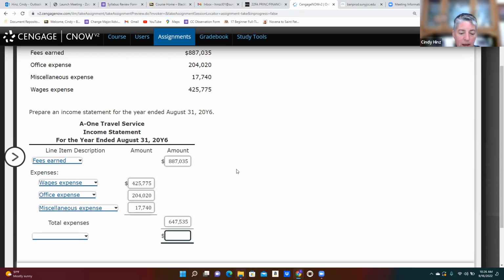So now I'm just subtracting the total expenses from the total revenues. I should also point out that frequently in the real world, companies have more than one source of revenue. And so there could be multiple revenue lines, and then we have a total revenue. Because the total revenues are higher than the total expenses, we have a net income for the bottom line.